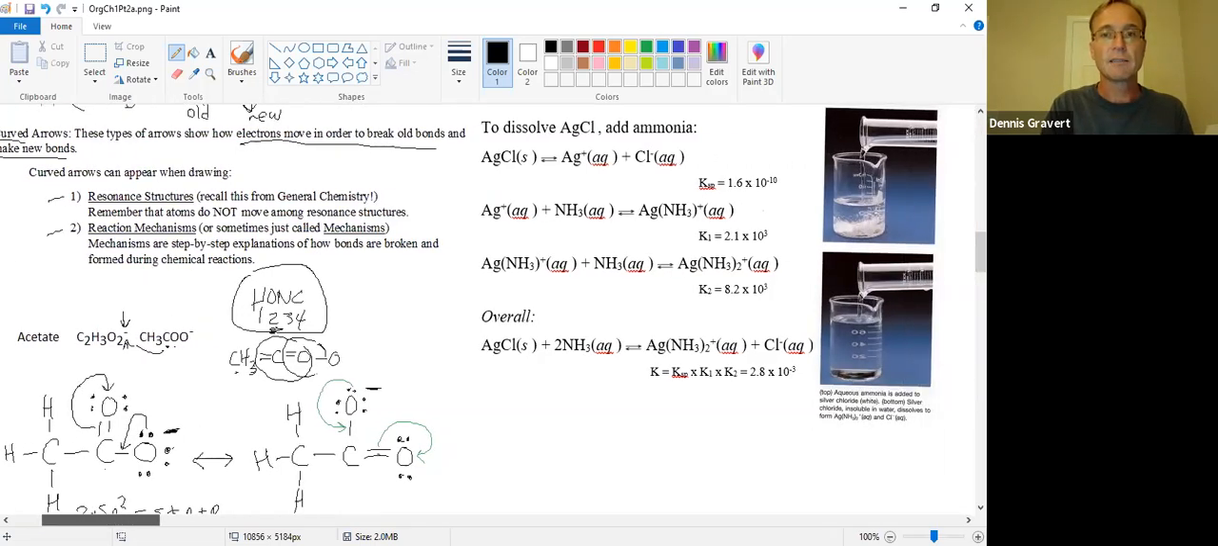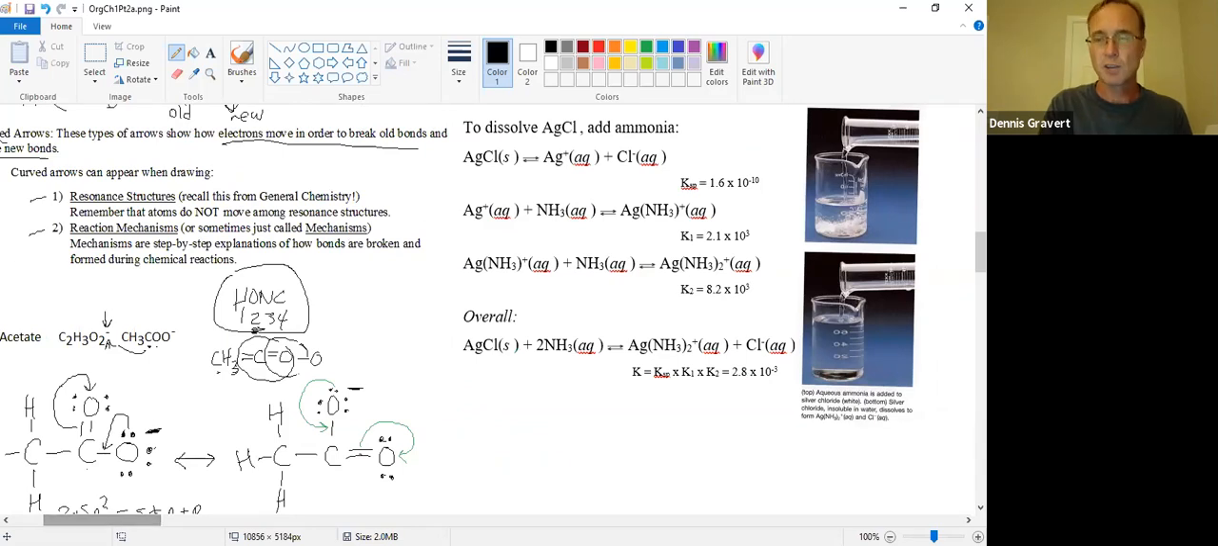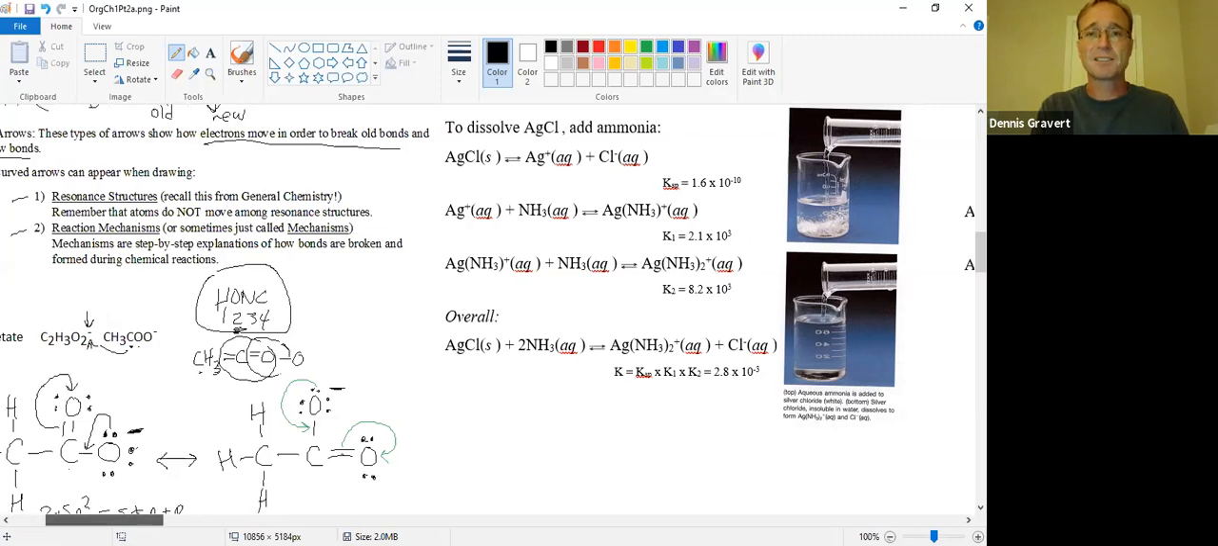Another way we commonly use curved arrows in organic chemistry is to explain reaction mechanisms. I don't know if you remember reaction mechanisms, but in general chemistry, you're supposed to talk about it during the topic of kinetics. So when we talked about rates of reactions, we also talked about reaction mechanisms. So here's a very common one you may have seen. I'm hoping you have. And if you haven't, that's okay. Let's go over it. It has been a while since Gen Chem.